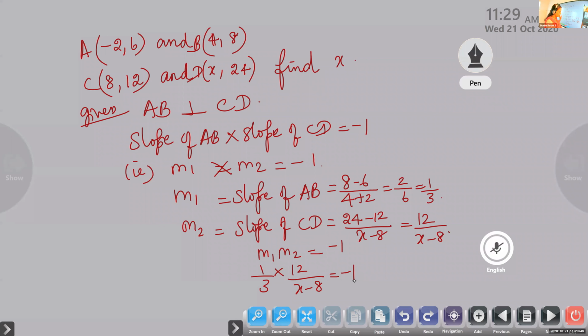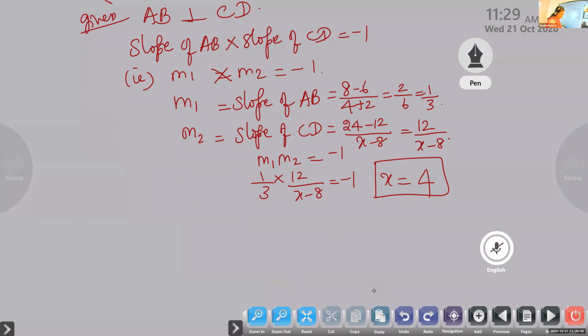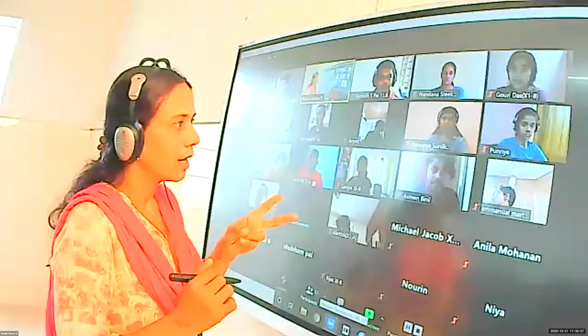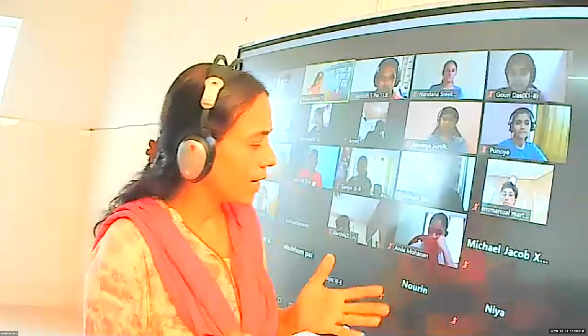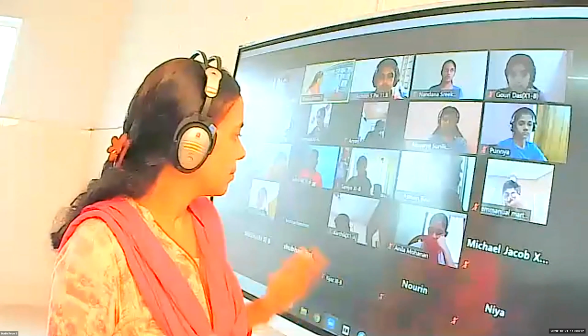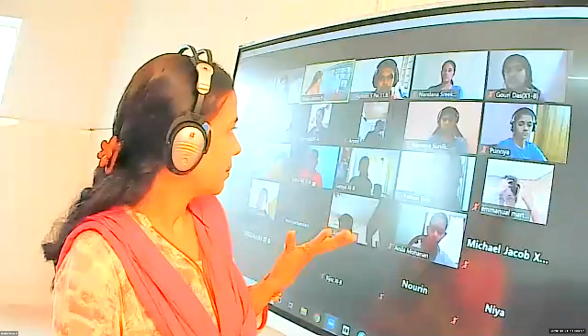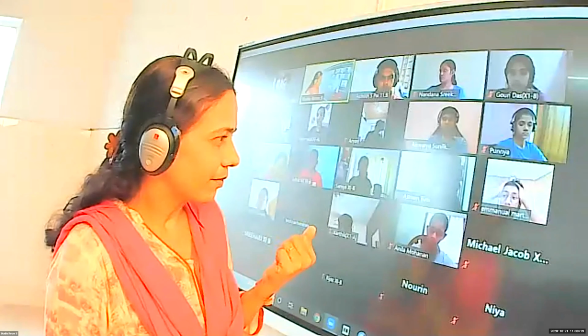Is this okay? What's the value of x, Karthik? 4. X is 4. Is it the same answer you got, Gauri? Yes, ma'am. Any doubts in this part? If 2 lines are parallel means slopes are equal. Collinear means slopes are equal. Perpendicular means, Sania? -1. Product of the slopes is -1.